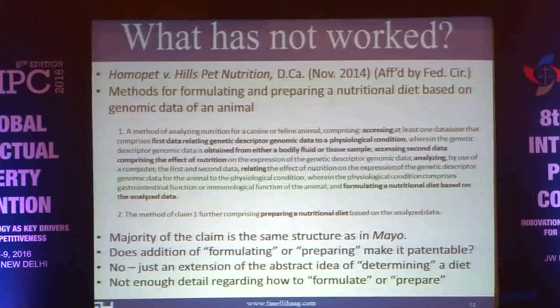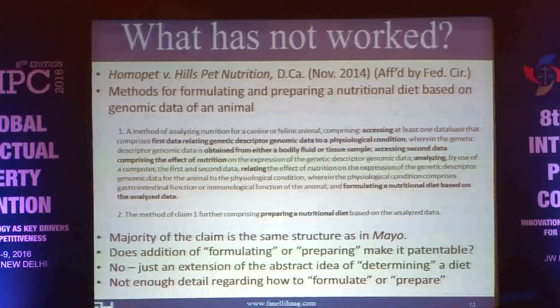So there's a case, and it's not actually specifically personalized medicine, but it got us a little bit further down the road, and that's the Homepet case. It's actually out of the District of California, but it was affirmed by the Federal Circuit relatively recently. So it's a method of formulating and preparing a nutritional diet. And what's interesting about it is if you look at the structure of the claim, it's basically the same as the Prometheus claim. You've got a method of analyzing where you're assessing data.